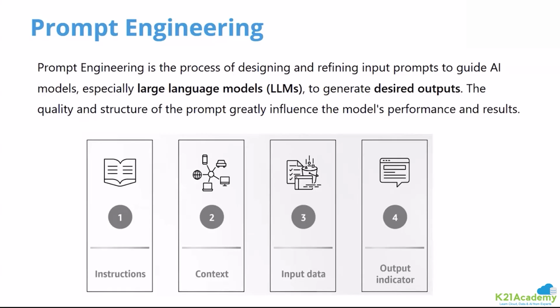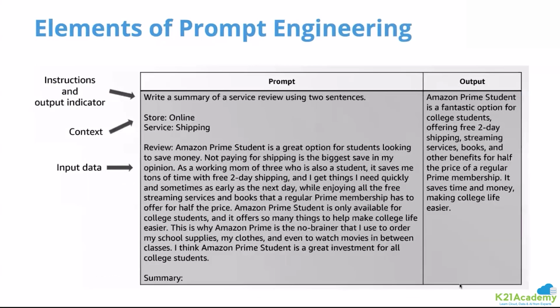But before that, these are the parts. You give instructions, context, input data, output indicator, right? So this is an example of prompt engineering. What you're trying to do is write a summary of a service review using two sentences. You give that there is a paragraph here you're trying to look at, and an instruction is given to the prompt. There's a context, like you can look at online and shipping, and then you give input data. It is taking these three inputs and giving you an output.